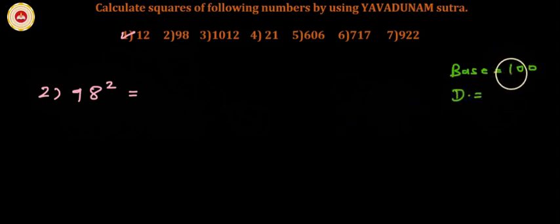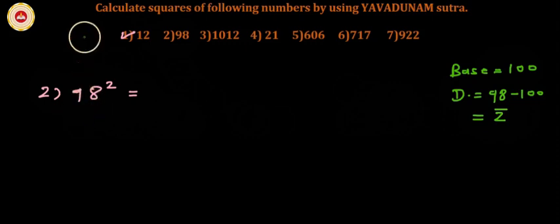Subtract nearest base for a given number from given number only. So 98 minus 100 is equal to negative 2. So negative 2 is the deviation for given number 98. Right? Now let us calculate left part and right part.